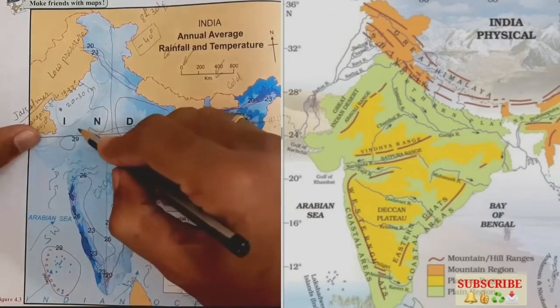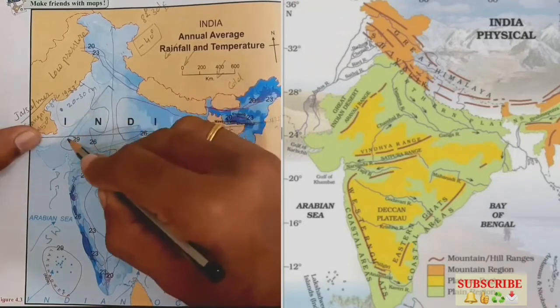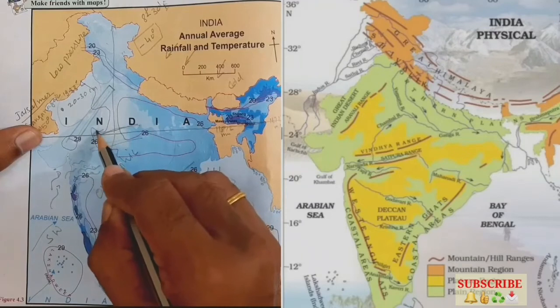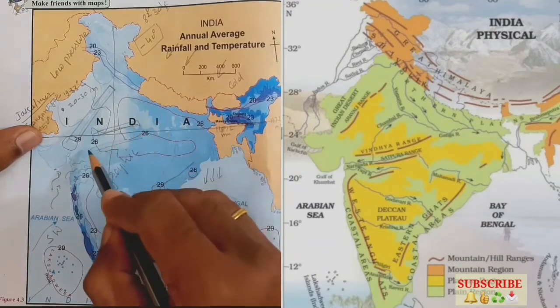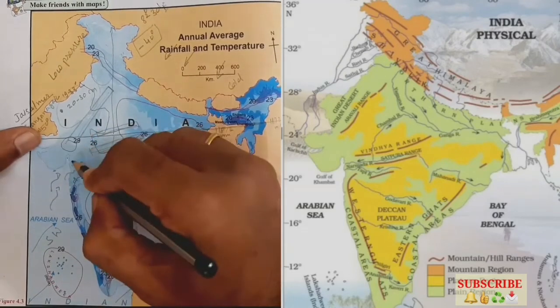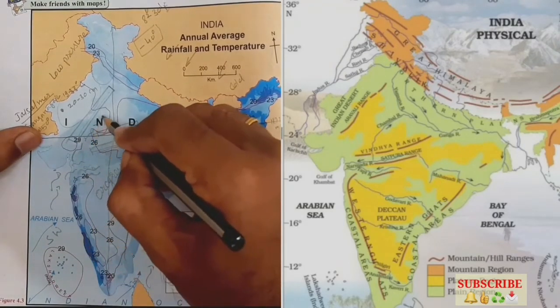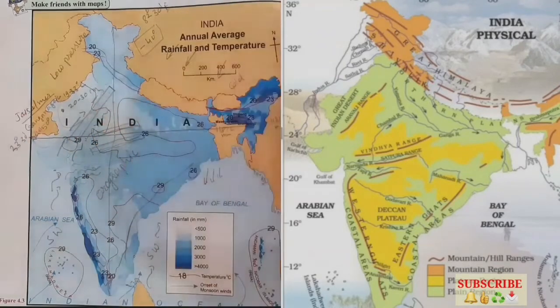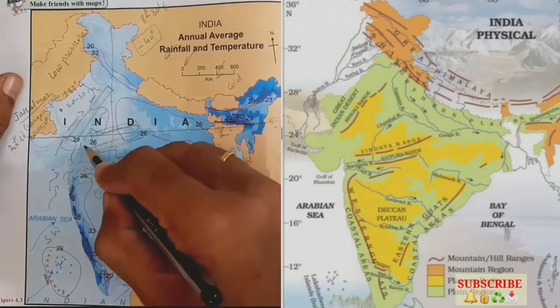In the same way, students, just now I told you, here the Aravali range is there, here the Vindhya range is there, and here the Satpura range is there. Now the winds will blow like this, directly. So no obstruction is there.